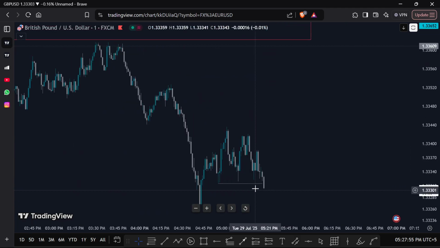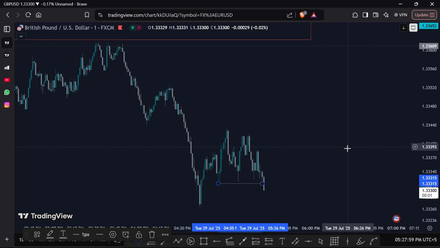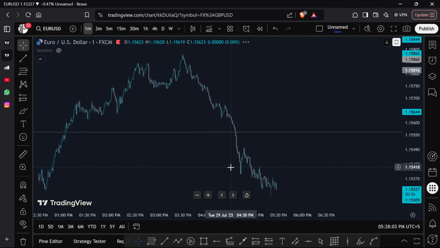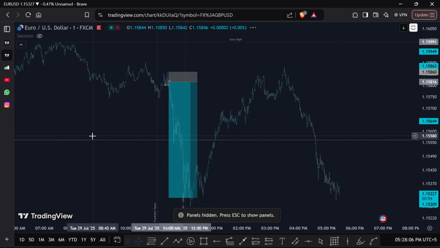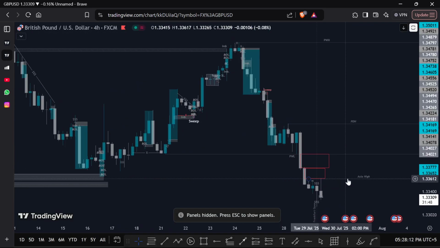And by the way, the sweep has already been done on GBPUSD. And on EURUSD, if you look at it, EUR is also coming down, bro. EUR is also maybe going to give us a sweep on the London lows.